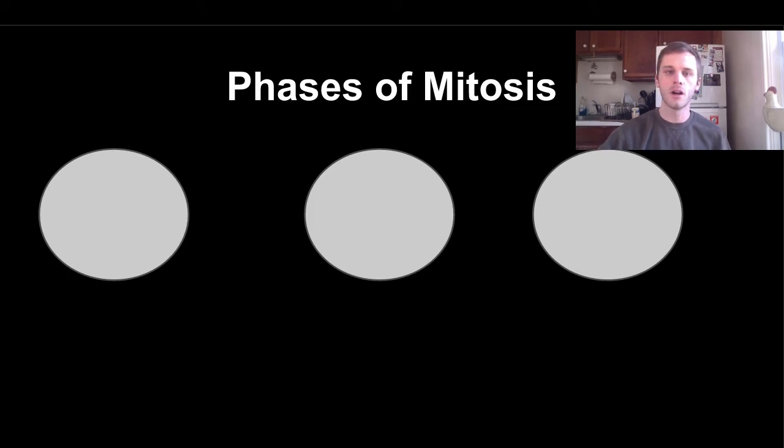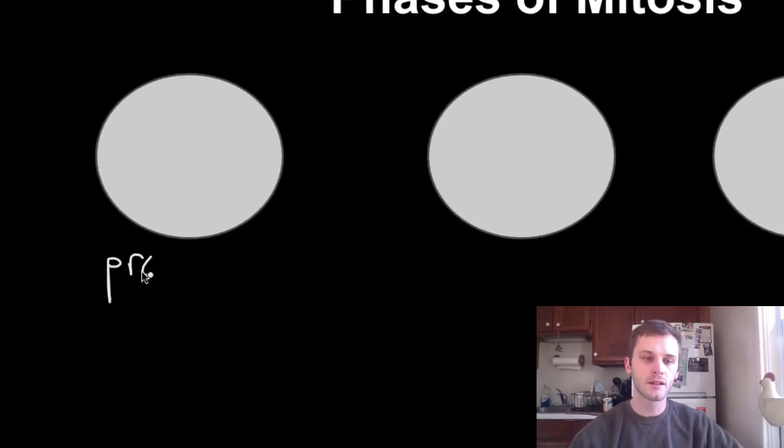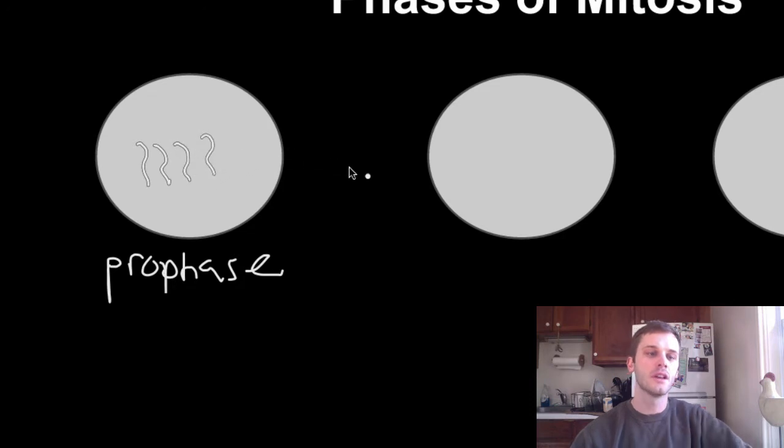Okay, on to the next part. We ended off with G2. Now we're going to actually start to divide, and this is called mitosis. So the first part of mitosis is prophase. And during prophase, you'll actually see the chromosomes start to become visible. I drew them previously just so we see what they look like, but during prophase, we'll actually see those 4 chromosomes in our hypothetical cell become visible.